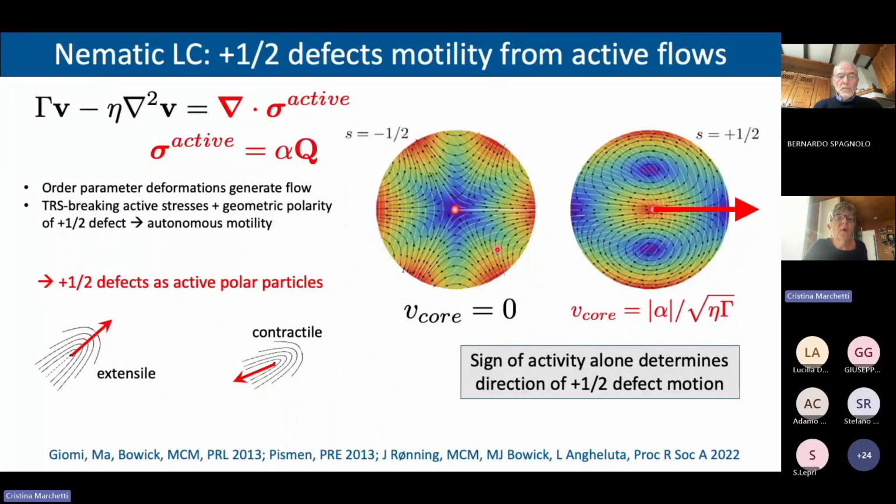And one important thing here is that the sign of activity alone determines the direction of the motion of the +1/2 defect. This has actually been quite useful, especially in biological settings, to try to understand the nature of the forces that drive active motions, which can be in biology either contractile or extensile, depending on the system you use.